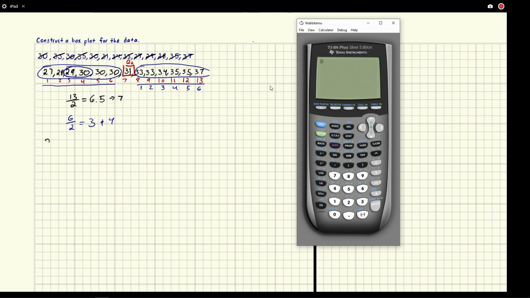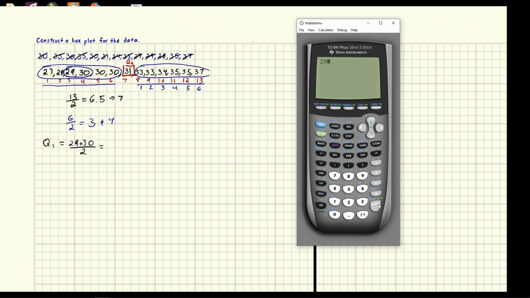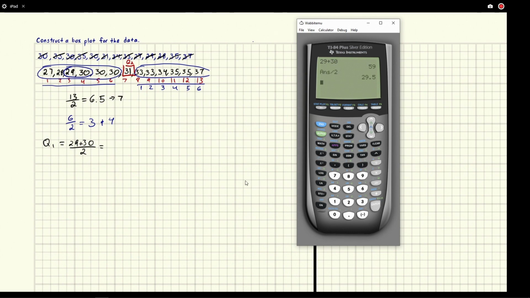So Q1, these are the lower numbers, is going to be equal to the 3rd and the 4th. That's 29 and 30. We're going to add them together and divide by 2. It's the midpoint formula. Looking at this, though, you can tell it's going to be 29.5. But let's go ahead and enter it in the calculator, because I know sometimes when you're taking a test, it can be a little scary using mental math.